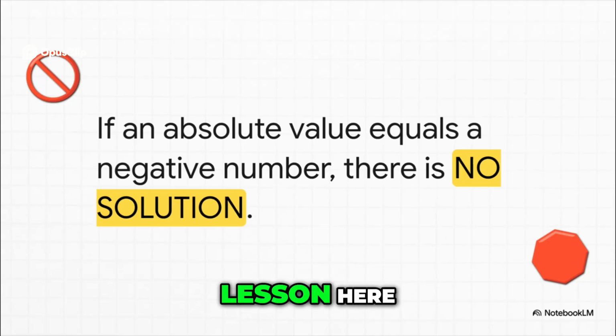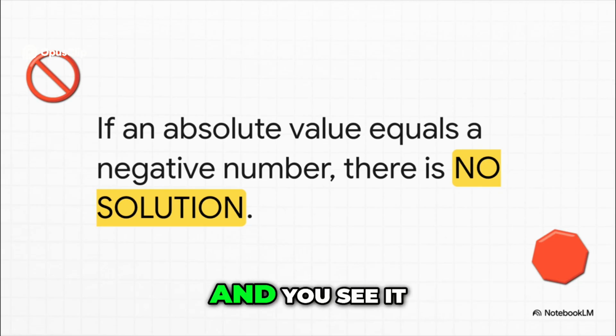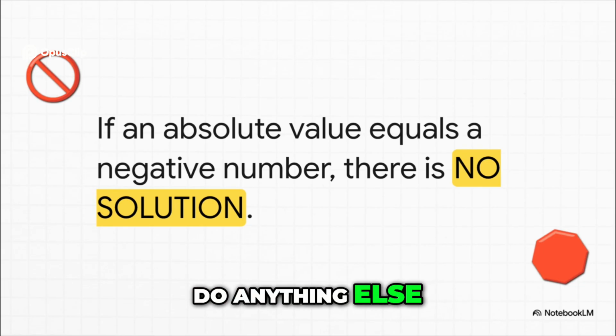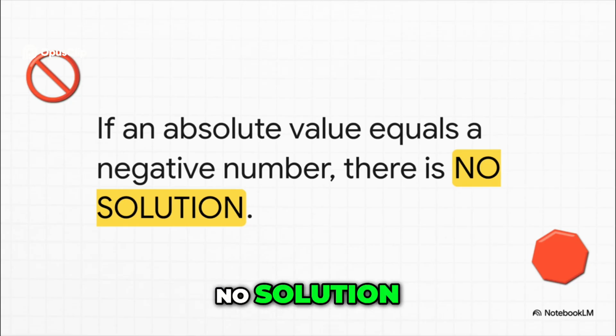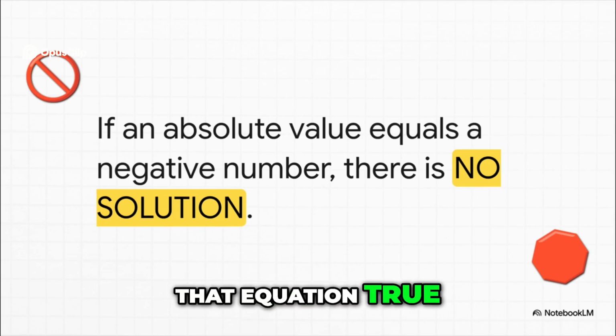And that's the big lesson here. If you follow the rules, you isolate the absolute value, and you see it equals a negative number, you stop right there. You don't have to do anything else. The answer is simply no solution, because there is no number on planet Earth that could possibly make that equation true.